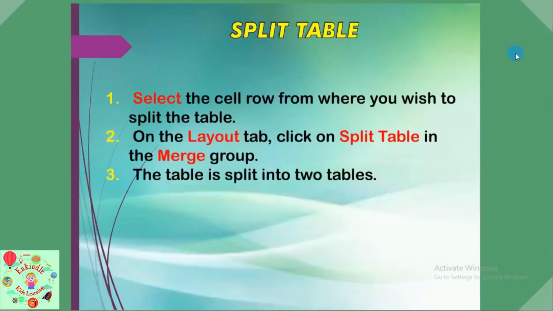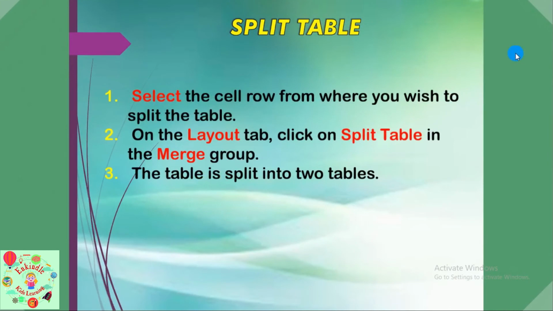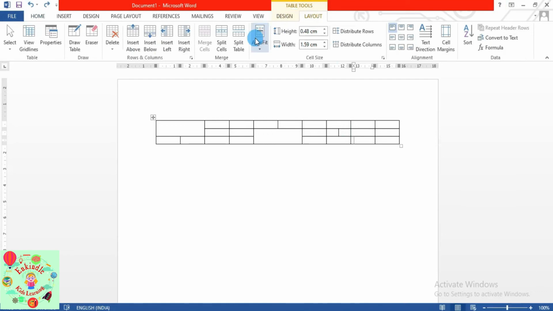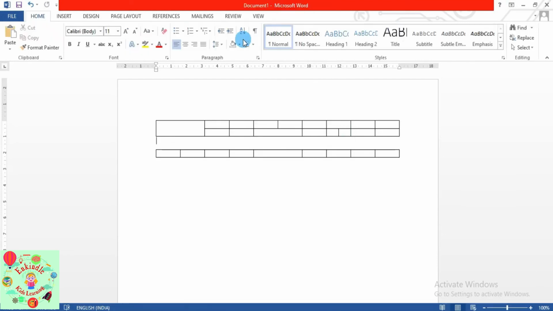Now let's study how to split a table. You can split a current table into multiple tables. First, select the cell row from where you wish to split the table. On the Layout tab, click on Split Table in the Merge group. The table is split into two tables.